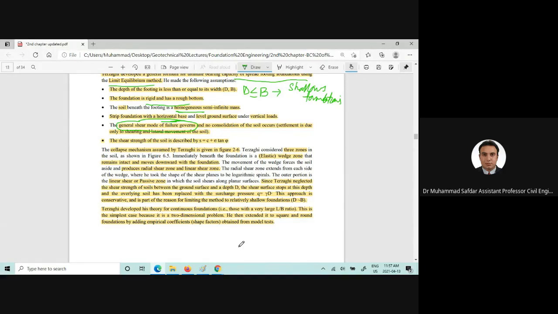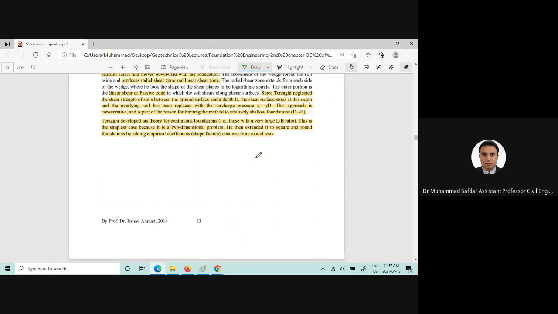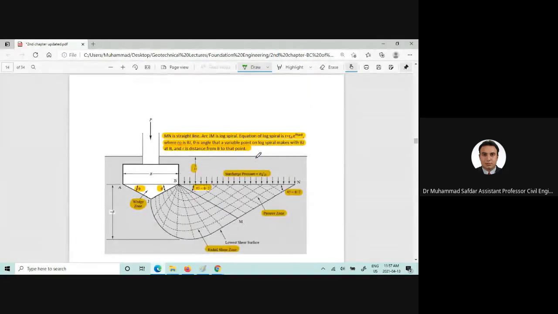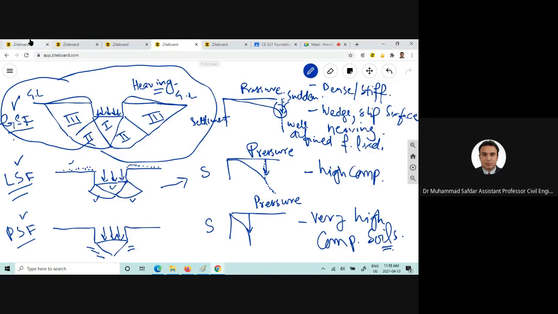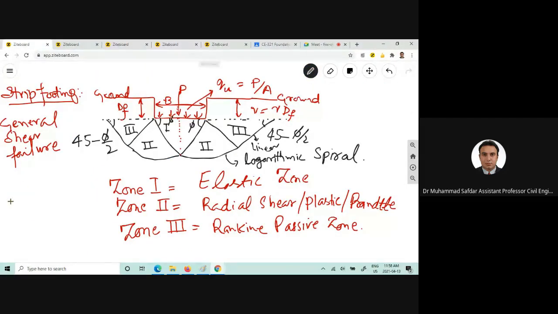Okay, so these are the assumptions. The shear strength of the soil can be described by the Mohr-Coulomb failure criteria. Now, Terzaghi assumed a failure surface, or the mode of shear failure, or the failure mechanism. Let me see if I have drawn these here somewhere. Yes, okay. Now, let me take another color. Okay, let's take the bluish one.